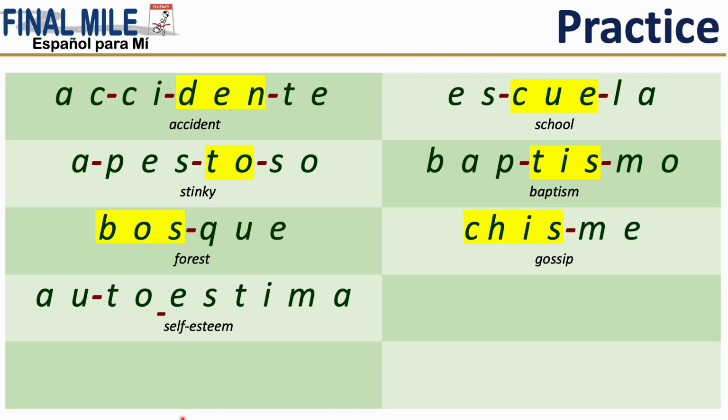The O and the E are strong. S followed by consonant in 2 basic syllables. Pronunciation emphasis. Autoestima.